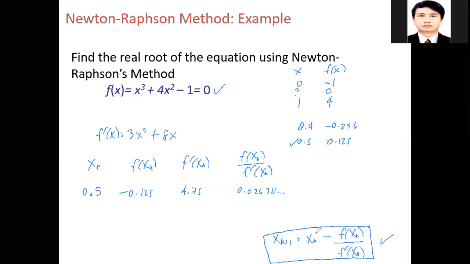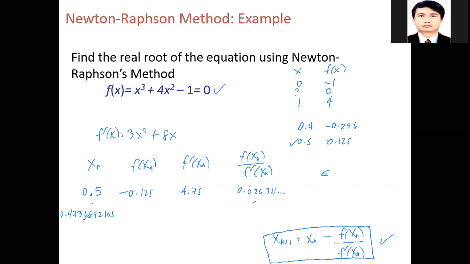Now to obtain the next value of x for the next iteration, we need to use this formula. From this formula, we can see that to obtain the next value of x, simply subtract 0.5 and the fraction, 0.026315. So 0.5 minus this value in the last column will give us 0.4736842105. So the process will repeat until such time that the percentage error or relative error would be less than 1%.